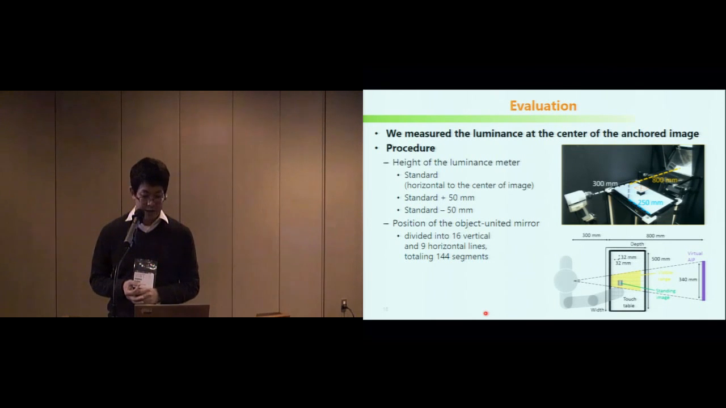We measured the luminance at the center of the anchored image. The standard position of the luminance meter was decided to be the same as the center of the anchored image. We changed the height of the luminance meter to 3 points in order to take the motion of the viewer's head into consideration. The touch table was divided into 144 segments, and we placed the mirror type of the rest at all the points.